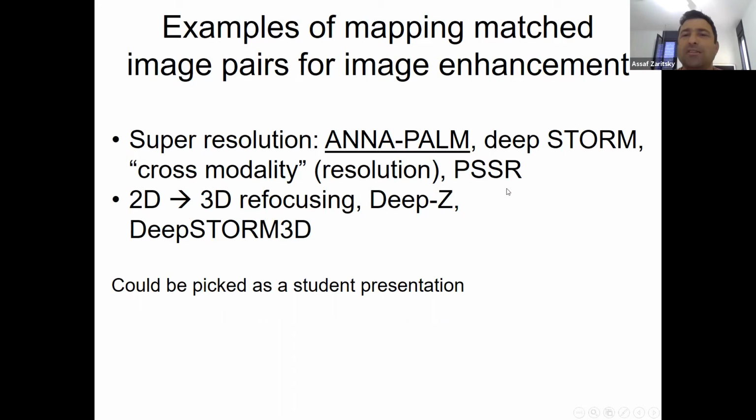Just a few weeks ago another paper came out in the journal that was a long time in the pipeline of publishing. It came out as a preprint a long time before. This is PSSR. I'm mentioning that because their idea was to introduce what they call a crappifier. So they have something that crappifies an image, that reduces the quality of an image artificially. And 2D to 3D and Deep Stone 3D, which is something else. I mean, these are open papers that you can present.